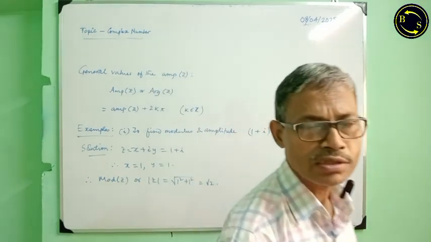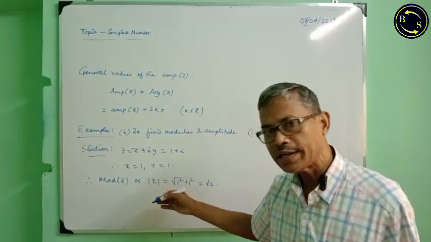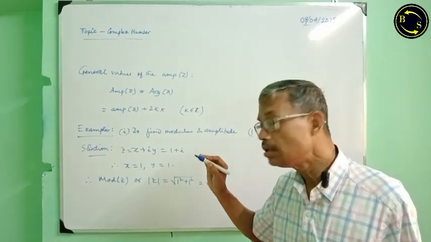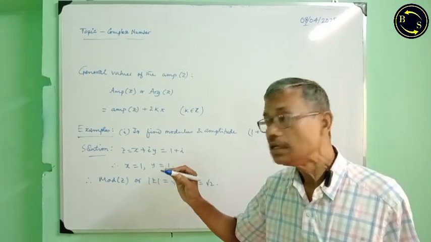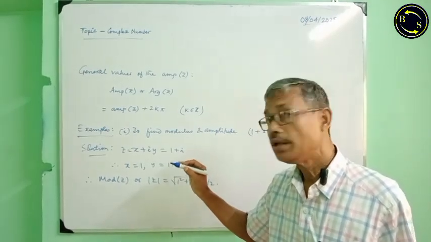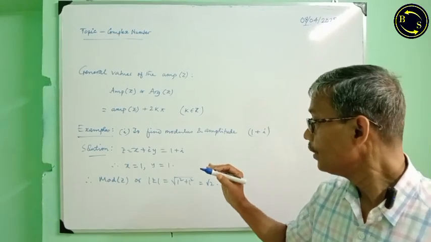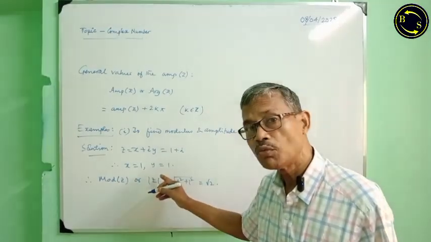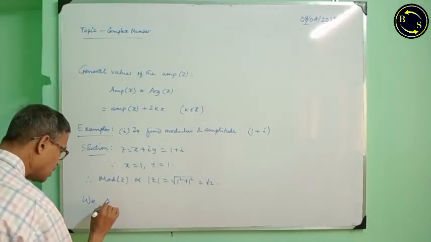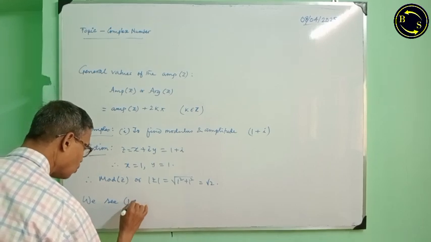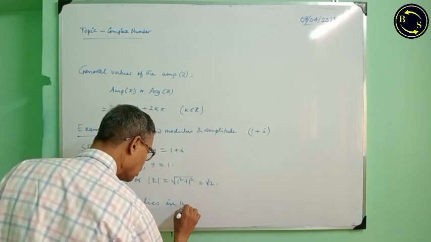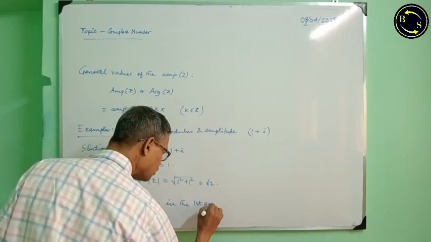I suggest to my students: before finding the amplitude or argument, you first note the position of the point representing the given complex number, in which quadrant it is lying. Here we find x is 1, y is 1. We see (1, 1) lies in the first quadrant.